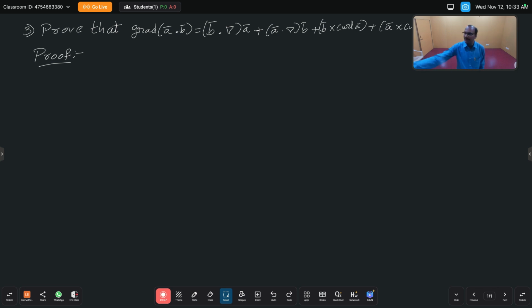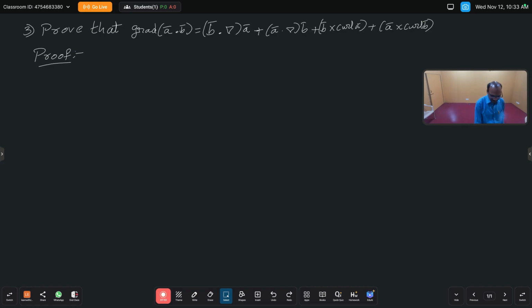For proving this, I am going to start with the fourth term of the right hand side. Take a bar cross curl of b bar. What is curl of b bar? Del cross b bar. So we write it in the form of a bar cross of del cross b bar. Now I'm going to write this as a summation, not the total thing. I'll take only the post factor. What is the post factor? Del cross of a bar. I'll write it in the form of summation.